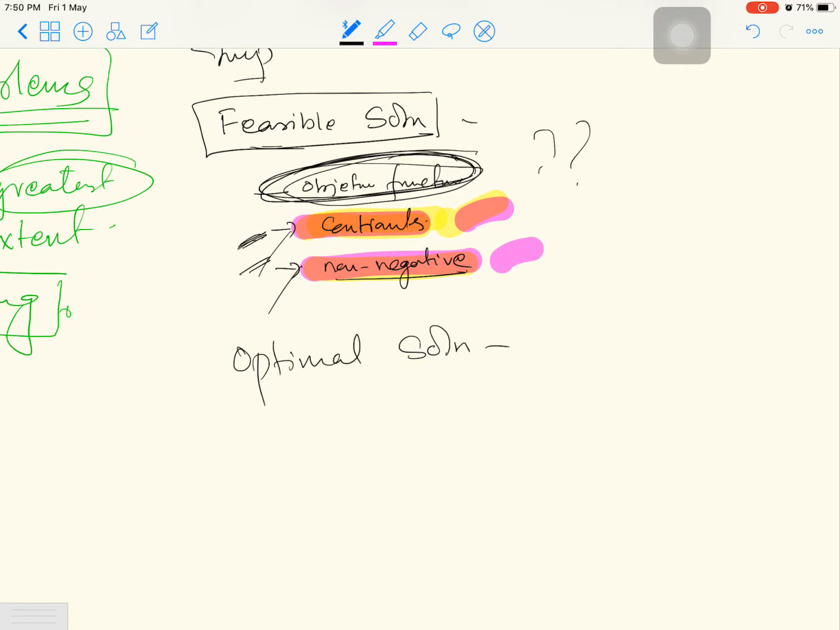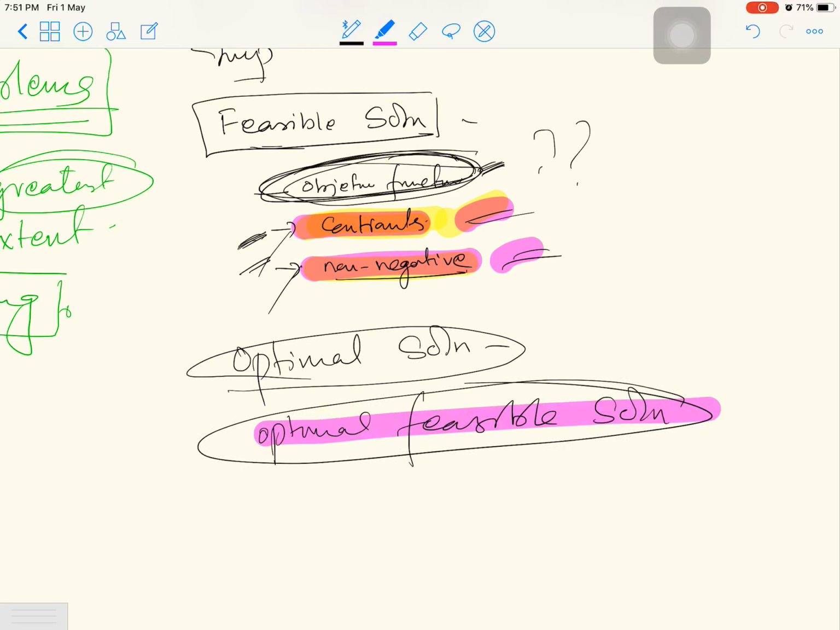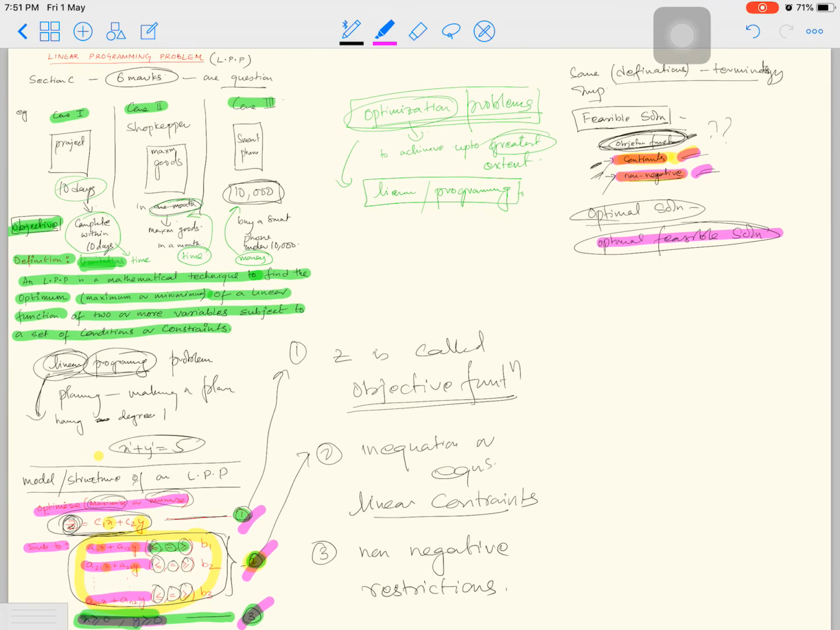Let's say there can be hundreds of answers which will satisfy constraints and non-negative restriction, but out of those hundreds of answers, there is only one answer that will maximize or minimize, or in general, optimize the objective function. So your actual answer is the optimal feasible solution, or the optimal solution. We also call it optimal feasible solution. You need to find the optimal feasible solution in an LPP. That would be your target. So did you understand till here?